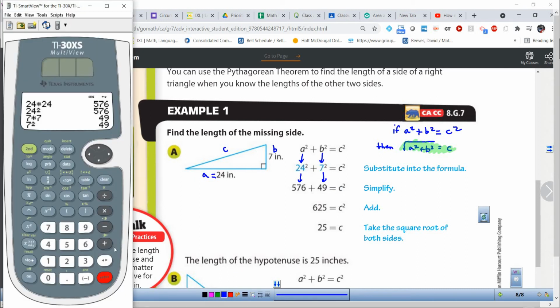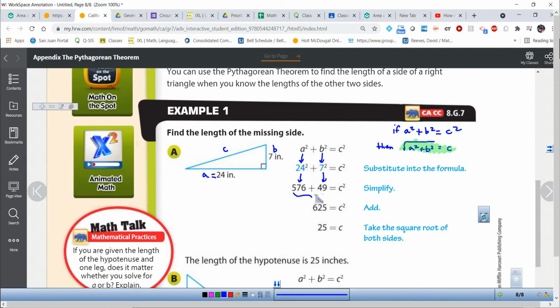If I add those two together, that 49 plus the 576 that we got before, I get 625. Now notice 625 is equal to c squared, but I don't want c squared, I want c. So we take the square root of both sides.